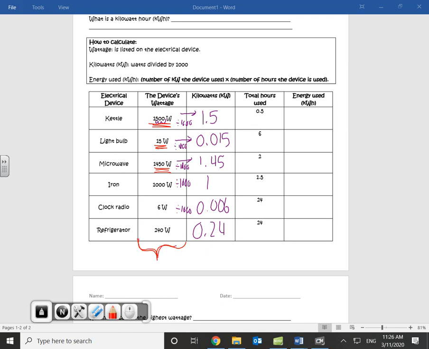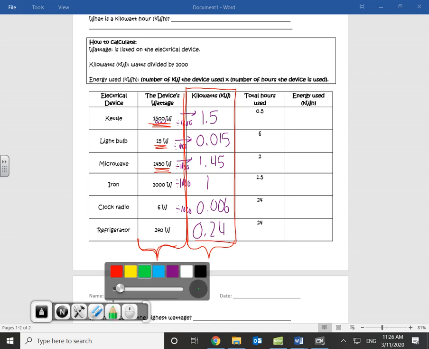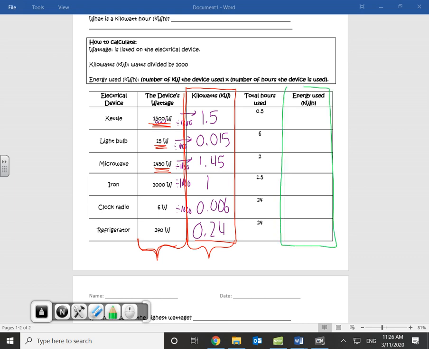Okay, so we have the watts. We have the kilowatts. We don't need the watts anymore. Basically, we were just using that to figure out the kilowatts. Now, my end goal is to figure out how much energy I used in these appliances, okay? So, if you remember, all I'm doing to calculate the energy is this column times this column equals this column.